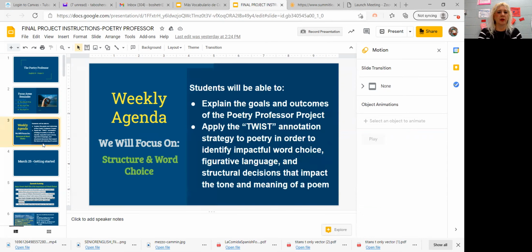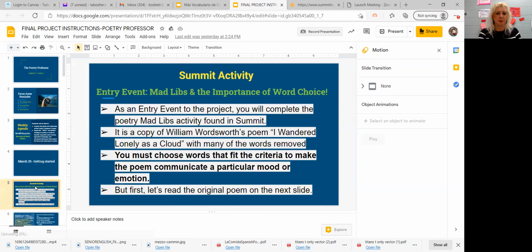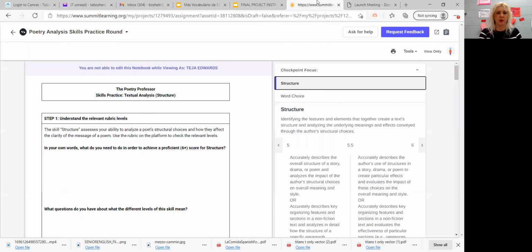What we want you to concentrate on is that you will be able to do all of the goals of the poetry professor project, and you can apply the TWIST annotation strategy to poetry, and we'll go over all of that. Now, you may be getting started before the 25th, but this is kind of our kickoff date, and Ms. Lewis will be showing this video to you. When you get on your Summit Project 1 page, there are several activities for you to do.